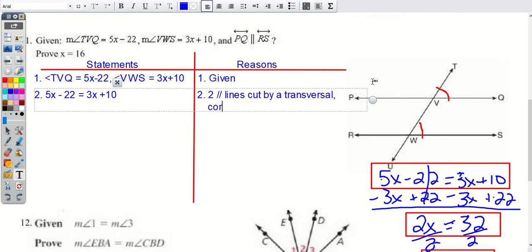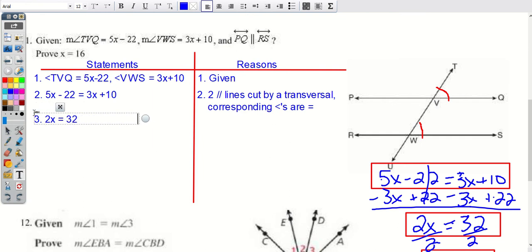All right, the vocab word here is corresponding. Are equal. Then for step 3, right, we came up with the equation, and you may have done this in 2 steps. We did it in 1. We got 2x is equal to 32. Okay, if you got something like 2x minus 22 is equal to 10, that's fine too. We're just going to do the subtraction or addition, a property of equality, depending on what you did. All right.